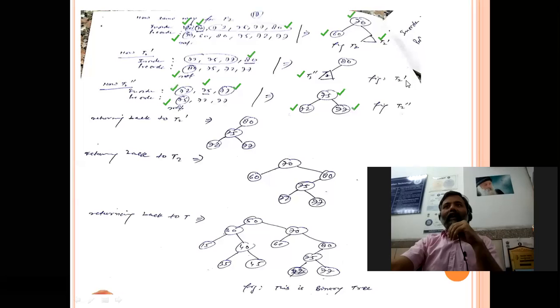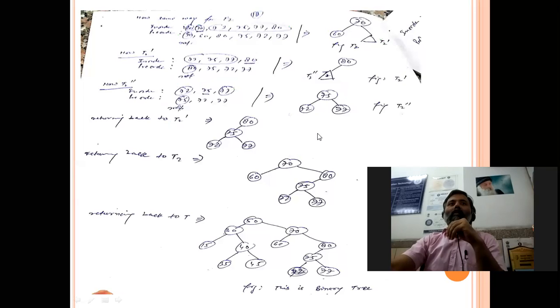So returning back to T2 dash, this tree will be completed. So now it becomes this one. This is now T2 dash. Now again returning back to T2, here we'll get this right subtree, and then after returning back to the original tree we will get this binary tree. So you can see, by just keeping these 2 points, we can find out the actual binary tree.